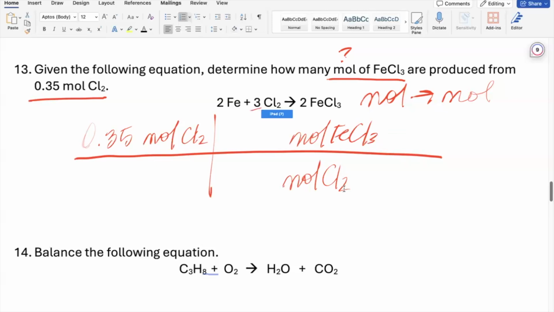There are 3 moles of chloride for every 2 moles of iron chloride. So 0.35 times 2 divided by 3 is 0.23 moles of iron chloride. These canceled. Any questions there? All right, we're chugging right along.